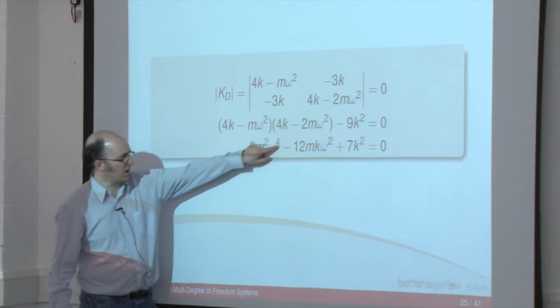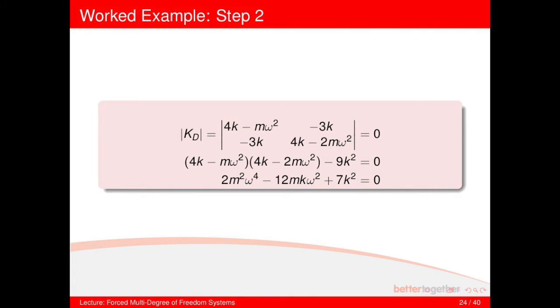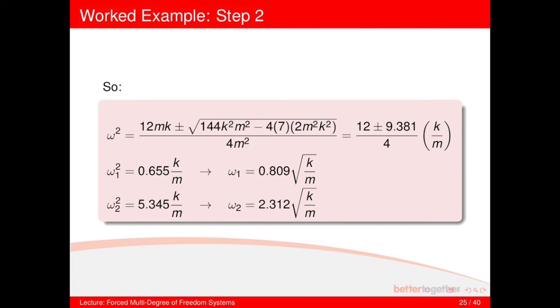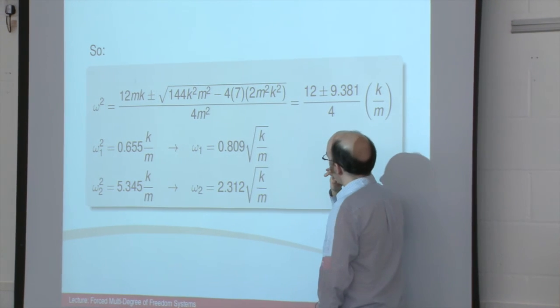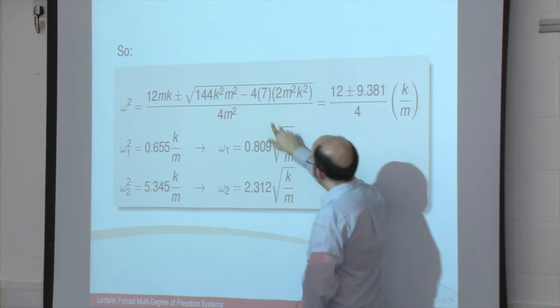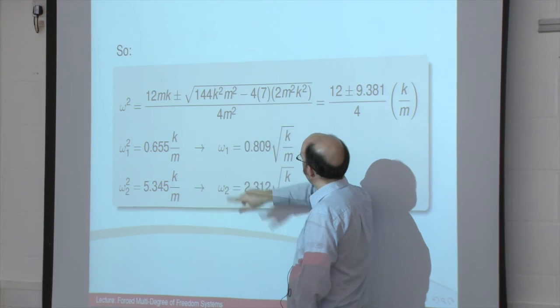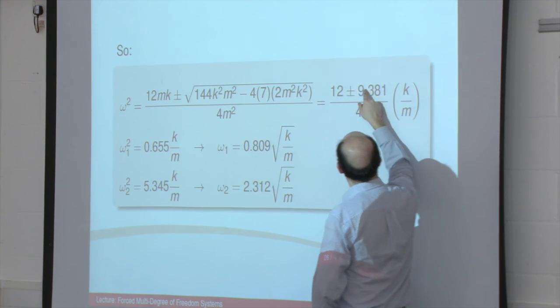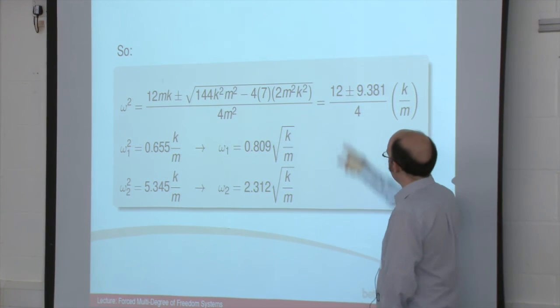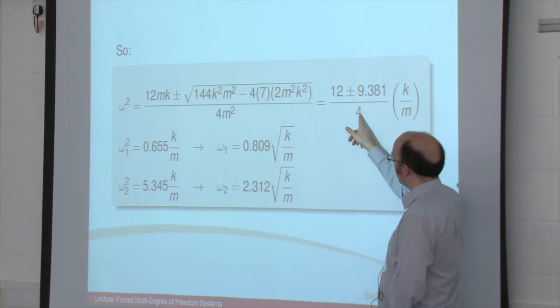This is a quadratic equation in terms of omega squared. We can use the quadratic formula to solve it. So if we go through that process, there's our minus b plus or minus the square root of b squared minus 4ac. 4 times 7 is 28, times by 2 is 56. 144 minus 56 is 88. The square root of 88 is 9.381. So we get 12 plus or minus 9.381 over 4.